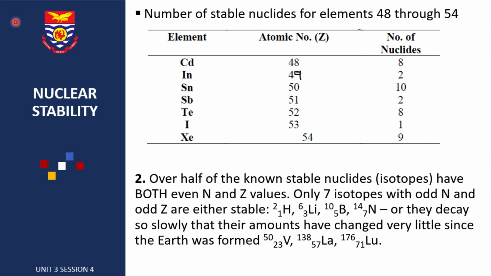More than half of all the stable nuclei that are known have both their proton number and neutron number to be even. There are also 7 isotopes that are known with odd neutron and odd proton number. They include hydrogen, lithium, beryllium, boron, nitrogen, vanadium, and some other ones too.